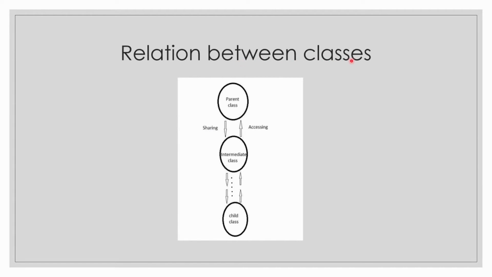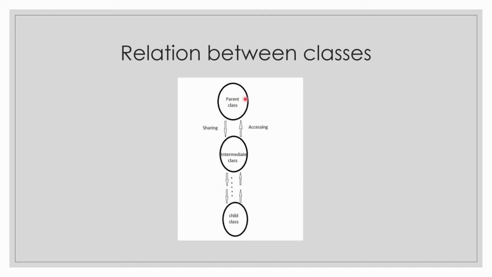Next, the relationship between classes. As I was telling in the previous slide, the intermediate class will be able to access the parent class, and the parent class will be sharing its properties to the derived classes. The child class, the same as the intermediate class, will be able to access the properties of all the classes that are above it, and all these classes' properties are inherited as it goes down to the child classes.